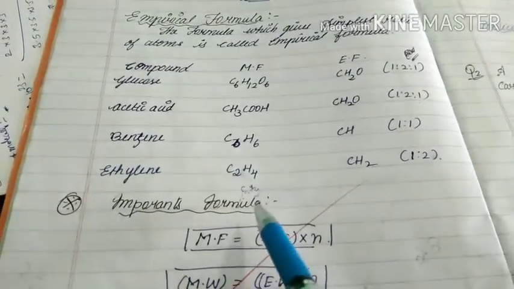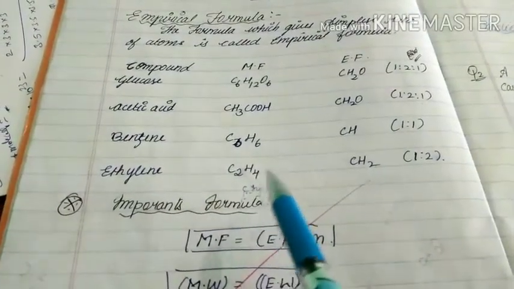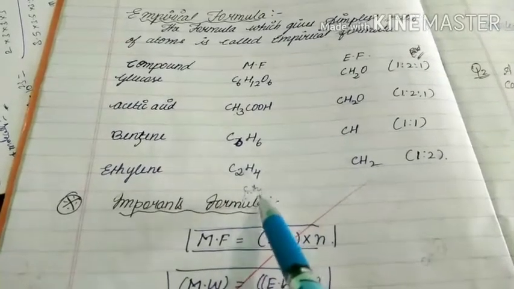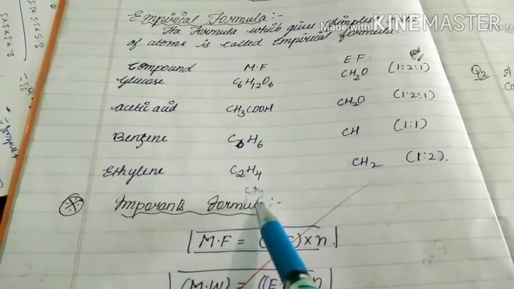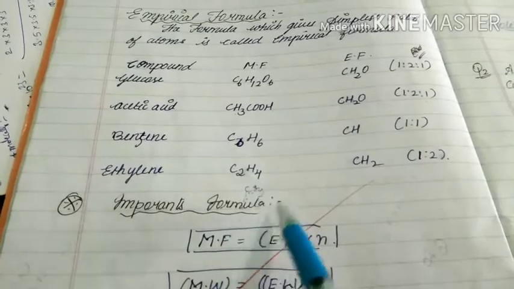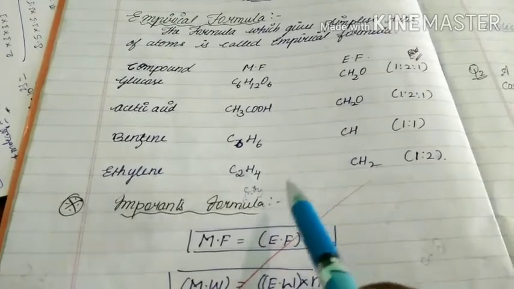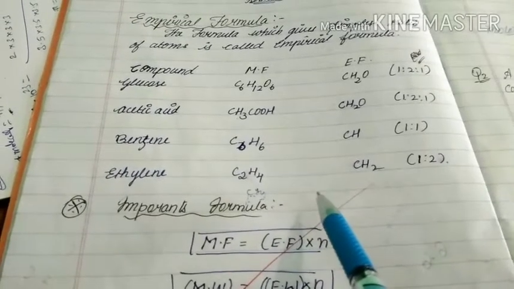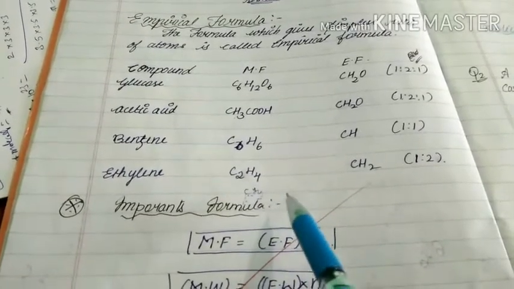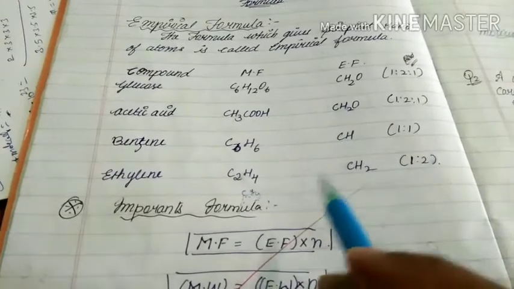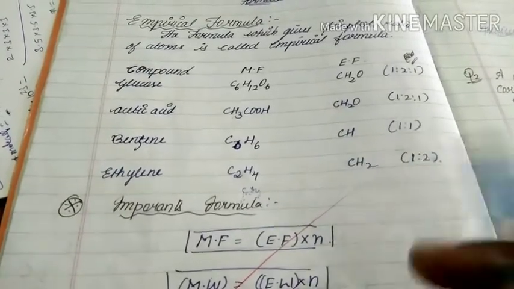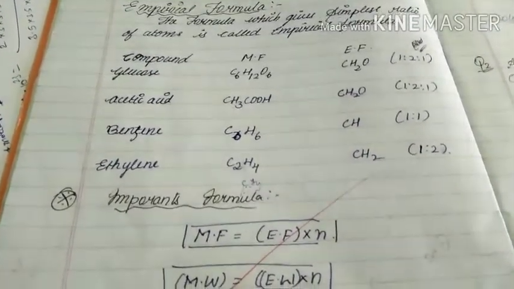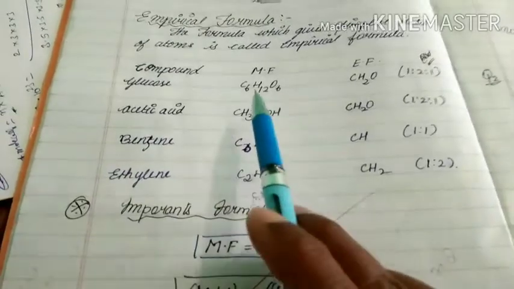I repeat that point once again. If an odd number of atoms is present in the molecular formula, that formula will be the same, and the empirical formula also will be the same, because if an odd number of atoms is there, then there is no chance to write a different empirical formula. So this is about empirical formula.